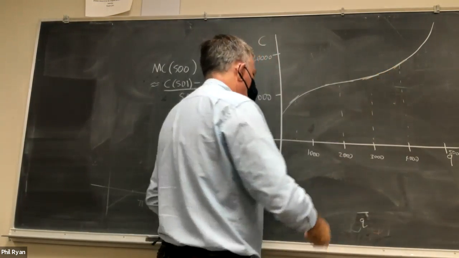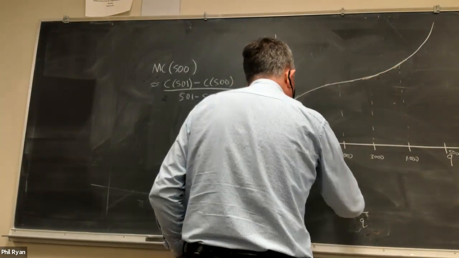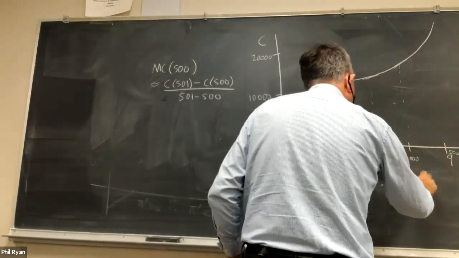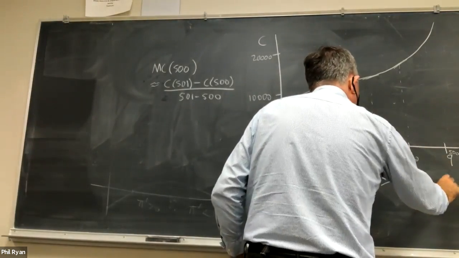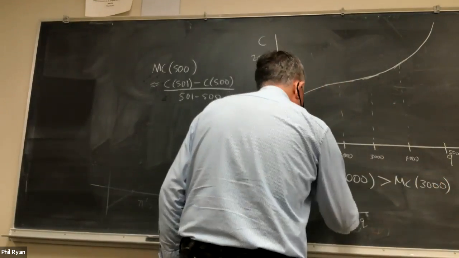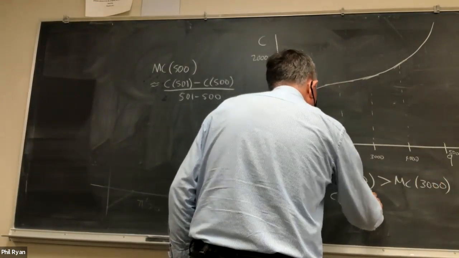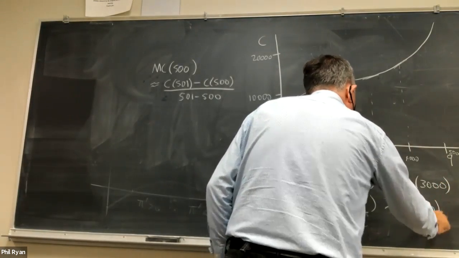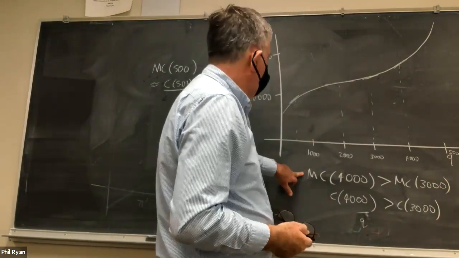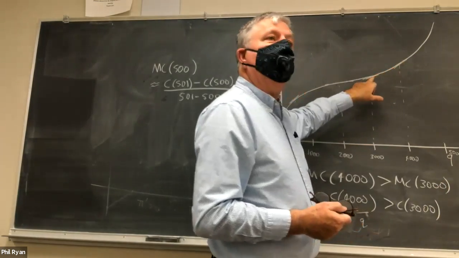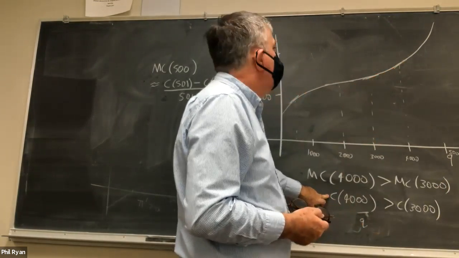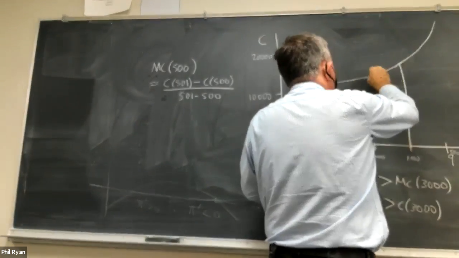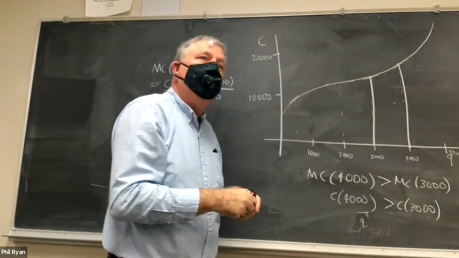So marginal cost at 4,000 is greater than the marginal cost at 3,000. And of course, the cost at 4,000 is greater than the cost at 3,000. This is true because this slope is steeper than this slope. This is true because this quantity here, this length here, is greater than that length there.